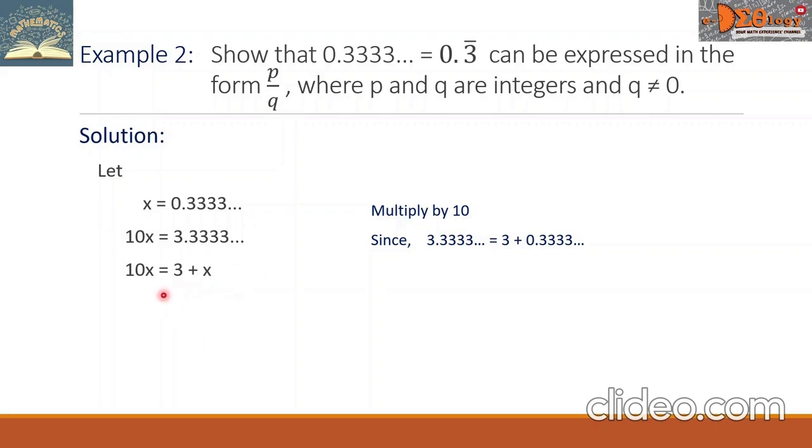Then we combine all variables on one side. This x we transpose to the left. So we have 10x minus x equals 3, and the left side becomes 9x, that is equal to 3. When we divide this equation by 9, we have x equals 3 over 9. And when we simplify, this is 1 over 3. This is the value of x.